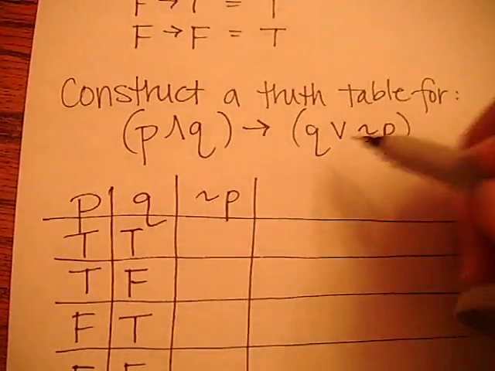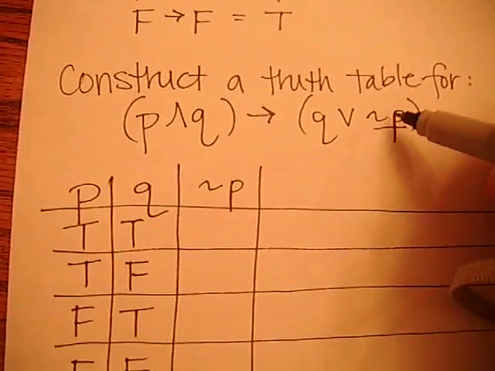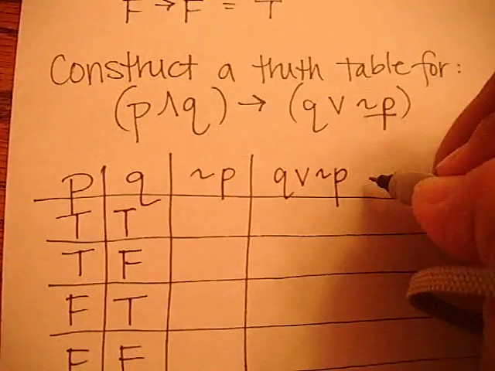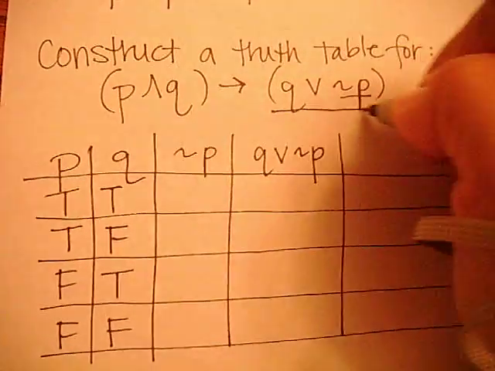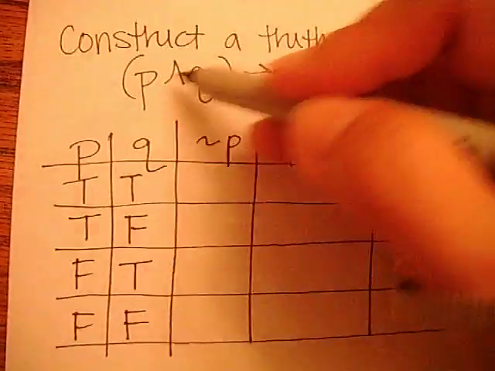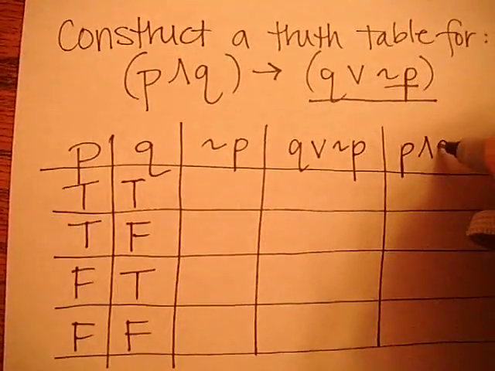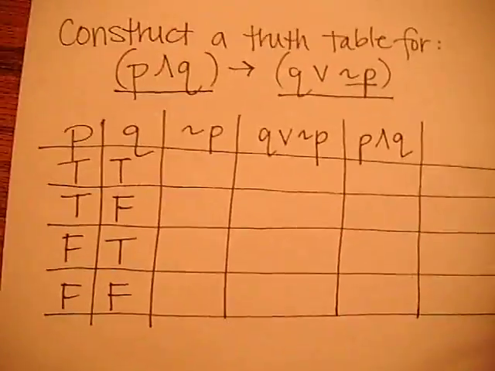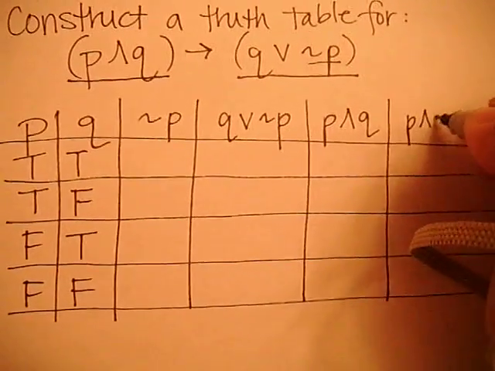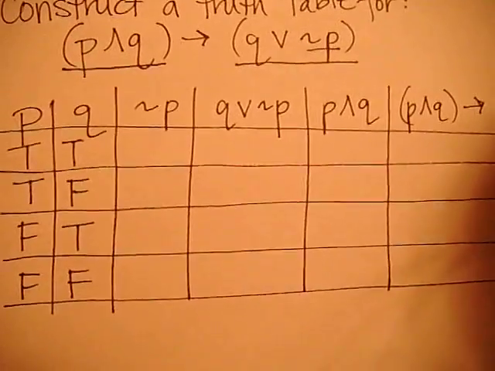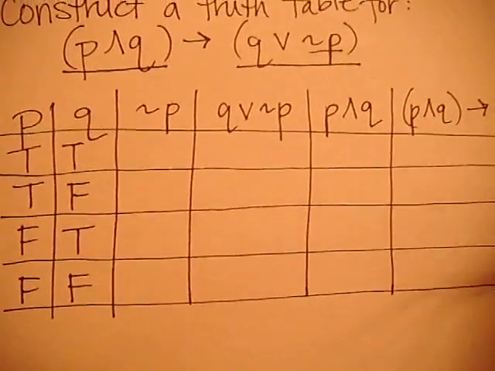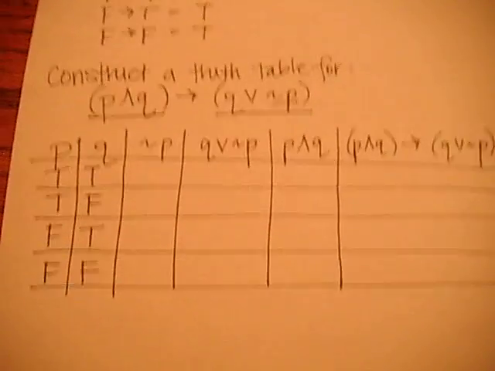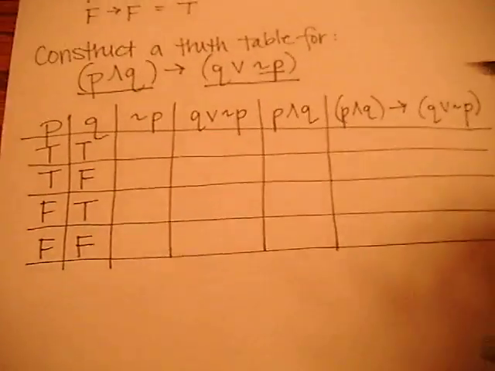Alright, we need to start building these little clusters. So at this point, since I have not P, I can write down Q or not P. Okay, so I have that whole one now. P and Q, I'm going to need that too. So I have this piece, and I can put together the final one of P and Q implies Q or not P. Remember, we're wanting to, at most, be looking at 2 columns each time. We can't deal with more than 2 columns at a time to construct this truth table.